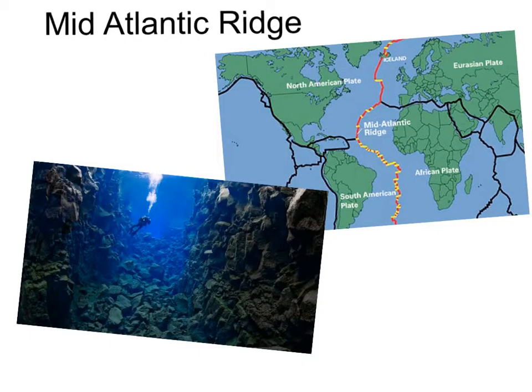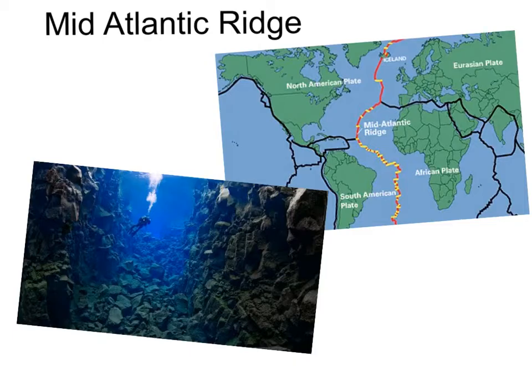An example of where you can see a divergent plate boundary is the Mid-Atlantic Ridge, which runs smack dab down the center of the Atlantic Ocean from the Arctic Circle all the way to the Antarctic Circle.